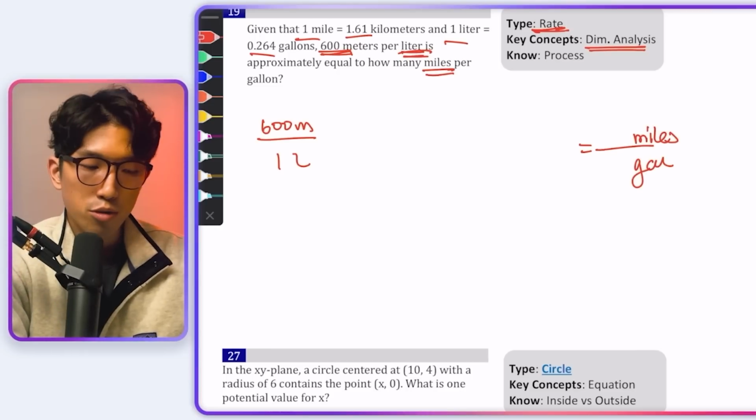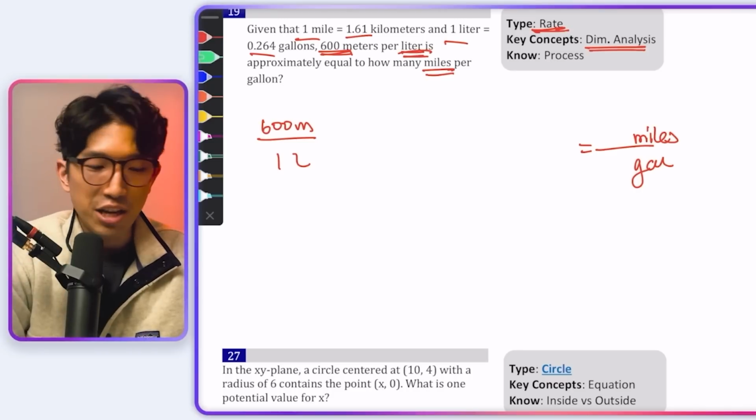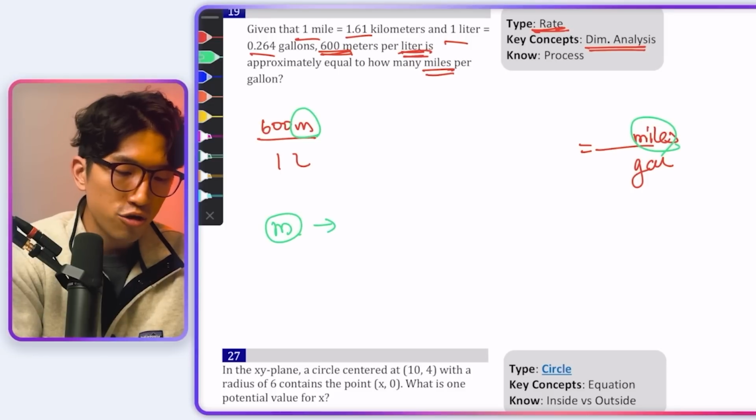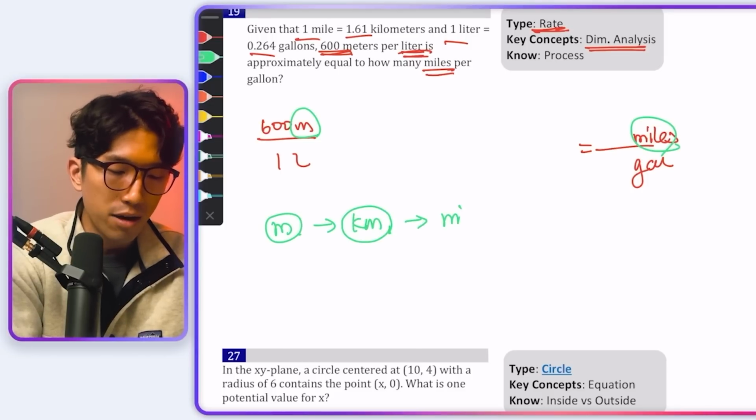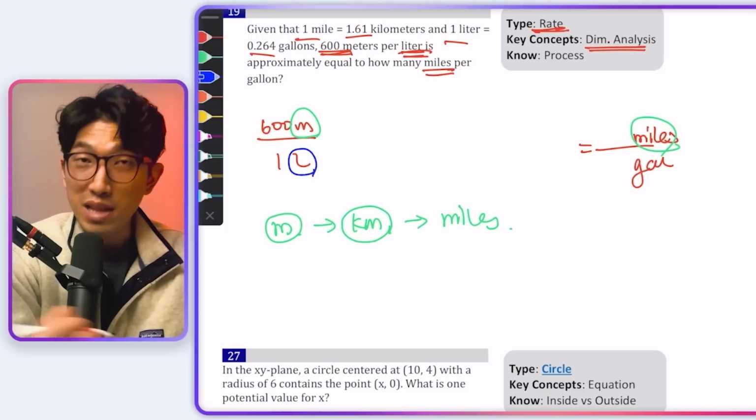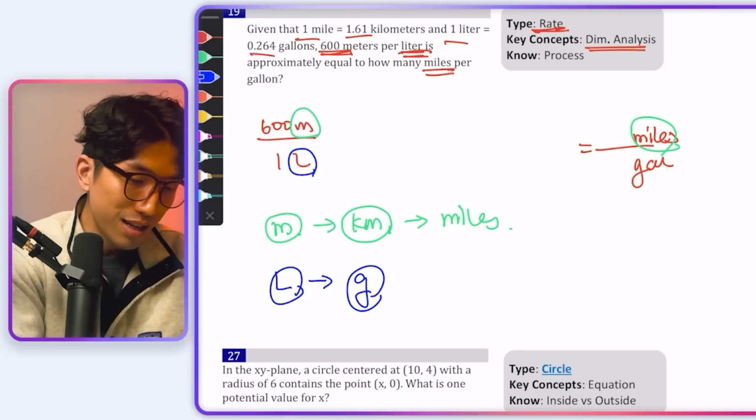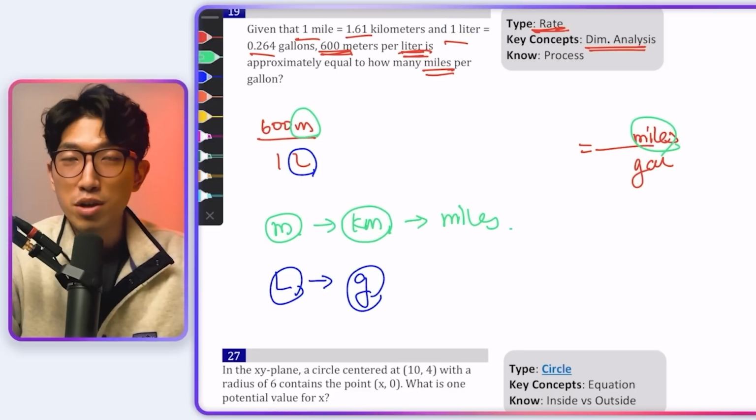So how are we going to do that? What we're going to do is convert unit by unit, okay? We're going to focus on converting meters into miles by going from meters to kilometers into miles, okay? And then we're going to do the same thing for liters. We're going to go from liters into gallons because the SAT gives you the exact relationship right here. So first, we're going to start with meters.